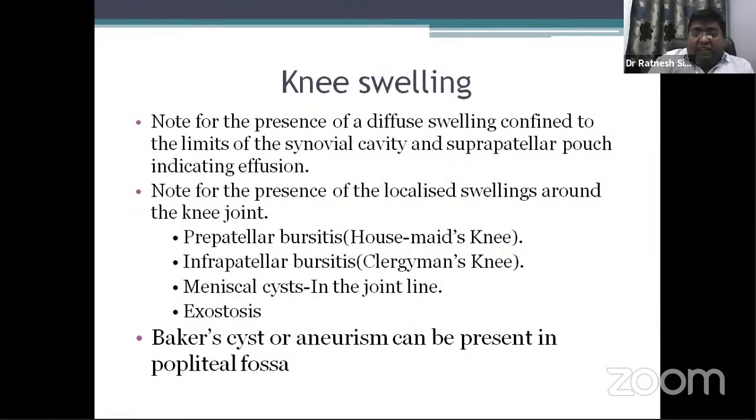Then check for the knee swelling, whether it is diffuse swelling or confined to some part of the knee. If the swelling is diffuse, involving both suprapatellar and infrapatellar areas, it may be due to effusion of the knee joint. But localized swelling could be prepatellar bursitis, infrapatellar bursitis, a meniscal cyst, which is usually found in the joint line, or exostosis. Or see at the back of the knee, where you can find a Baker cyst or aneurysm.